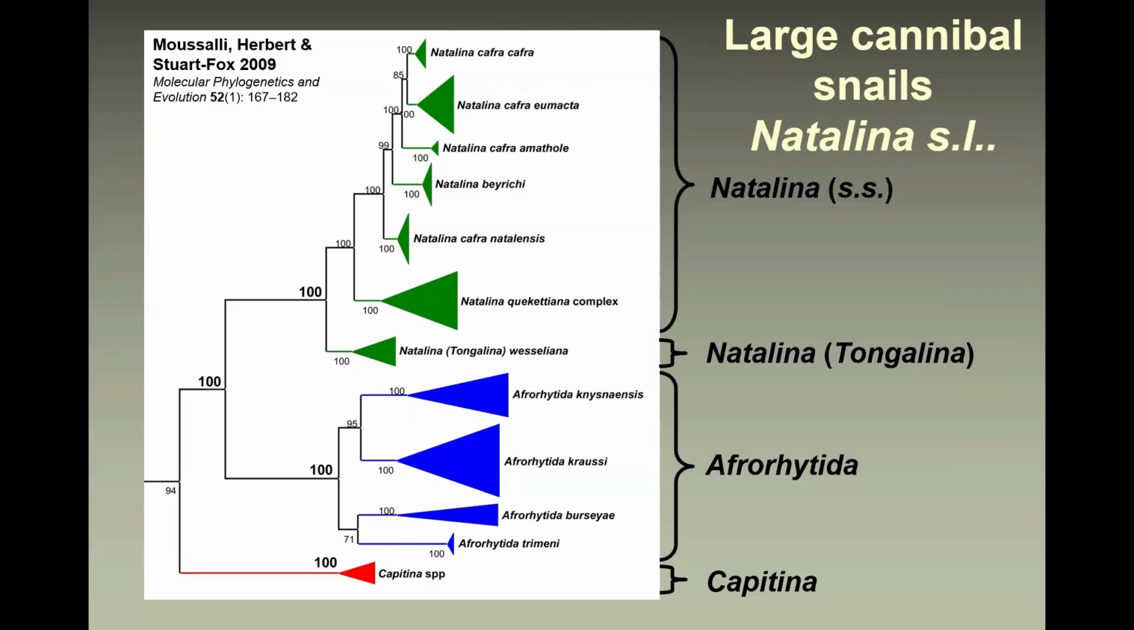So that was the first thing that came out of that. We also found that this lineage here was not only genetically distinct from the others within Natalina sensu stricto, but we also found morphological differences. So we created a new subgenus for that one within Natalina.